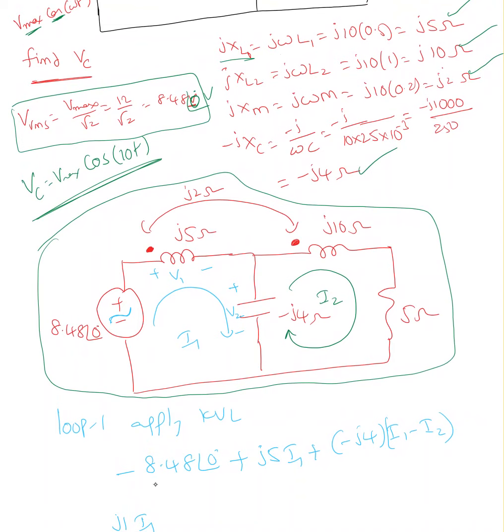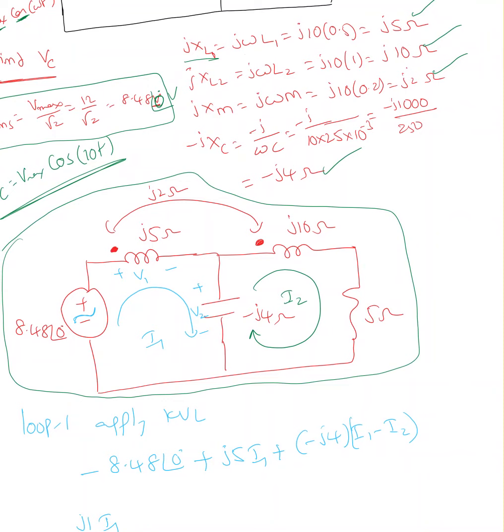When you apply KVL in loop 1, minus 8.48 at an angle of 0 plus V1, which is j5 times I1, plus minus j4 times I1 minus I2, equal to 0. Most of the time we'll put 0, but it's not true here because we have mutual inductance.